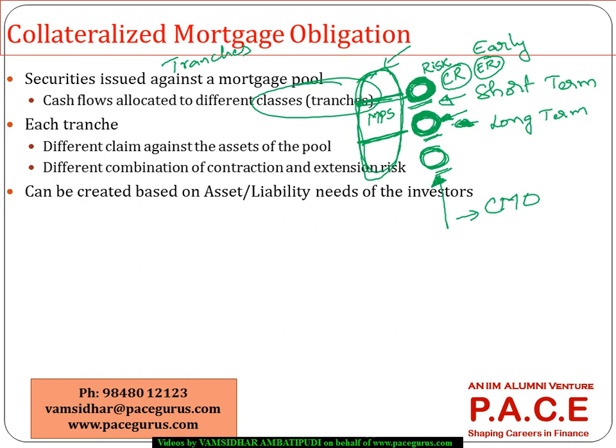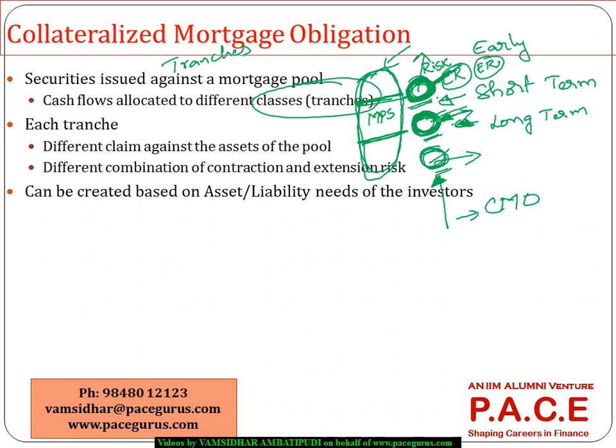So depending on the risk appetite of the investors, I can sell these different packaged instruments according to the risk and return profiles of each of the investors. Each of these is called a tranche. Each tranche has a different claim. So probably here the payments of principal and interest are completely on time.